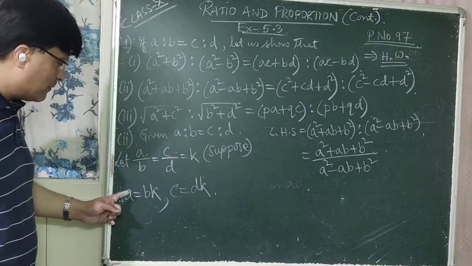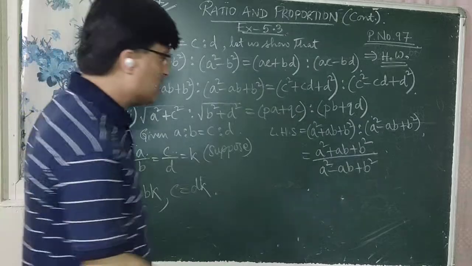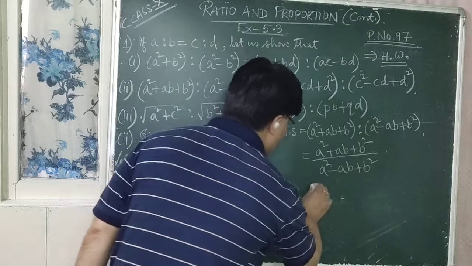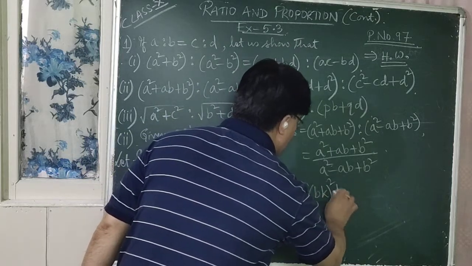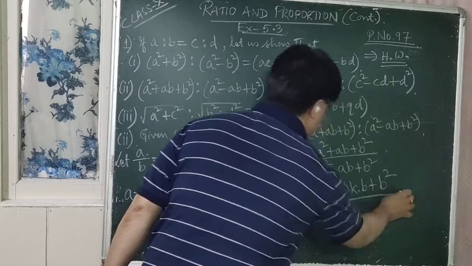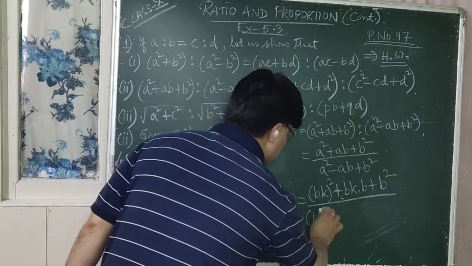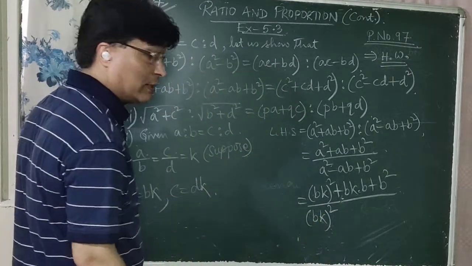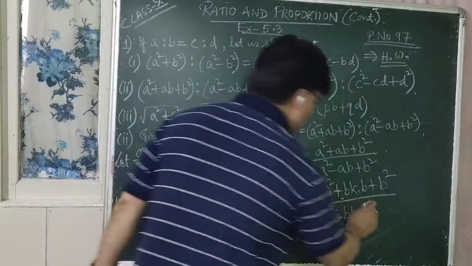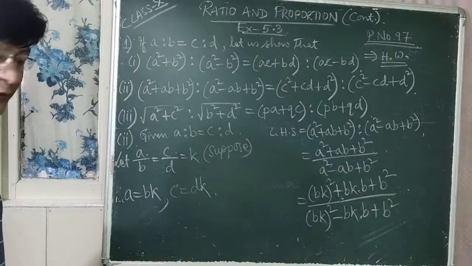Now in this case you can put the value for A only because there is no C there. So put the value for A. What is the value for A? It is BK. So BK whole square plus A is BK into B plus B square, this whole divided by, what is A whole square again? BK whole square minus, what is A? A is BK into B plus B square. So is that clear to all of you?